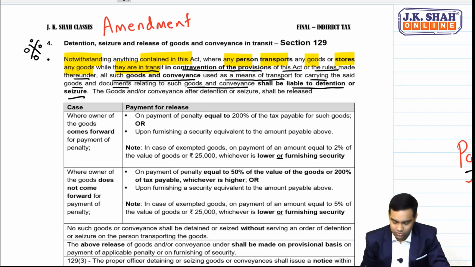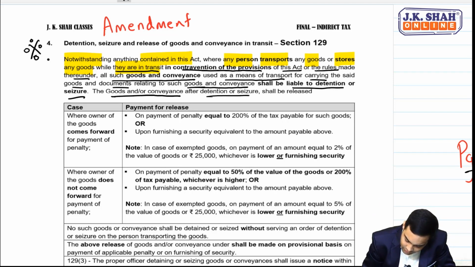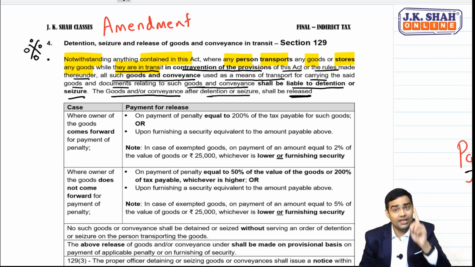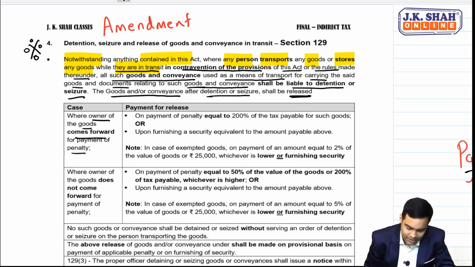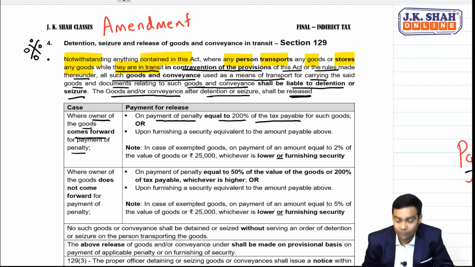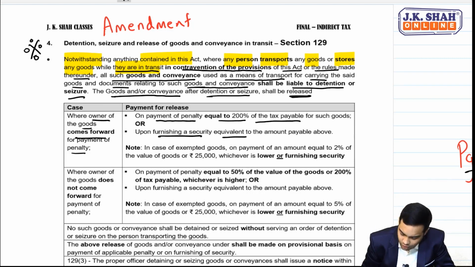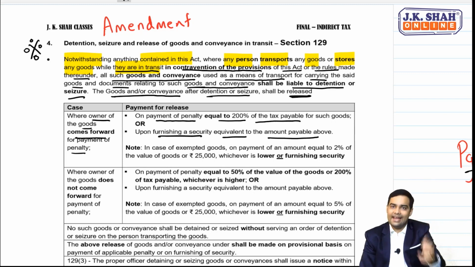Officer will stop those goods. The goods and conveyance after detention shall be released. When will it be released? Let's see the case and payment for release. Where the owner of the goods comes forward for payment of penalty. How much is the penalty, sir? On payment of penalty equal to 200% of tax payable on such goods, or furnishing security of amount equivalent. Furnishing security means bank guarantee. You can give a bank guarantee of that amount, 200% of tax payable.